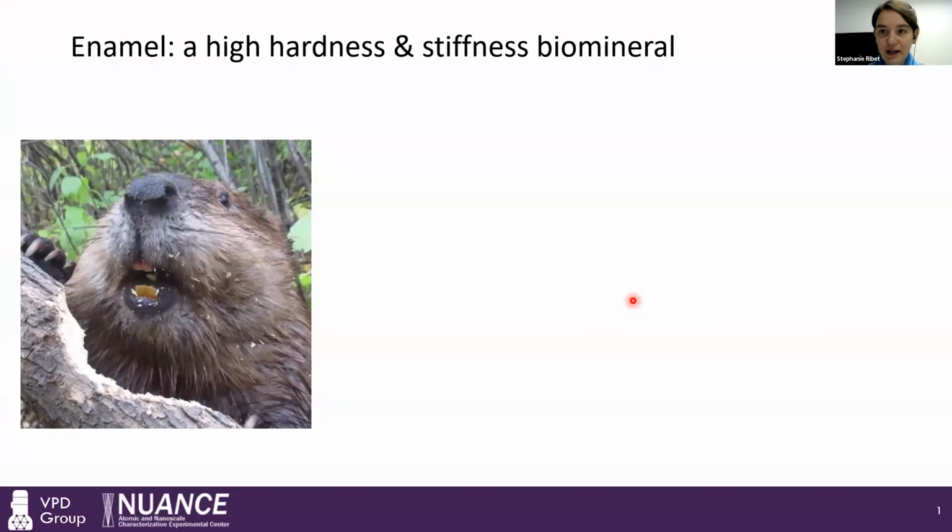So human enamel is in a category of materials that are biominerals. And animals create biominerals for all kinds of reasons, including for structure, for stability, for protection. And our favorite example around here is, of course, beaver teeth. Beaver teeth are remarkable materials. They can take down trees with these biominerals.